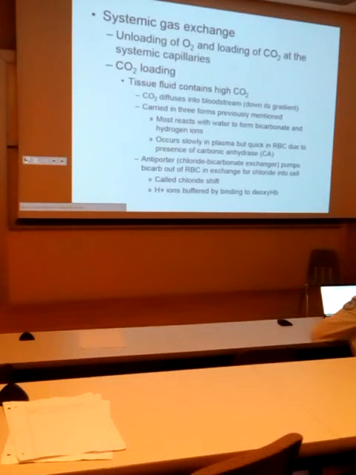We can't allow the bicarb or the hydrogen ions to accumulate in the cell. So the way the bicarb is handled is there is an antiporter, or chloride bicarbonate exchanger, that pumps bicarb out of the red cell in the tissues in exchange for chloride into the cell, and they call this the chloride shift, and the hydrogen ions are buffered by binding to deoxyhemoglobin. And that's essentially what we said.